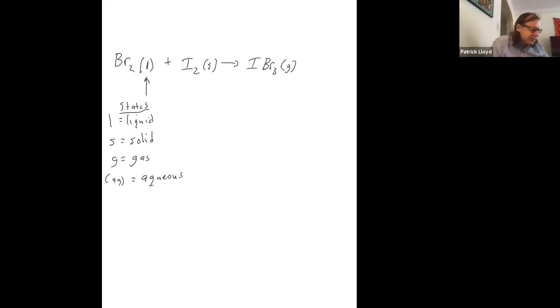So here's what I would do. Just, you've got two elements here. So you got bromine and then you got iodine. So those are your two elements. You got to balance each of those. In a sense, it doesn't matter which one you do first here. It's up to you how you want to do it, but let's take a look. So I'll start with the bromine first.